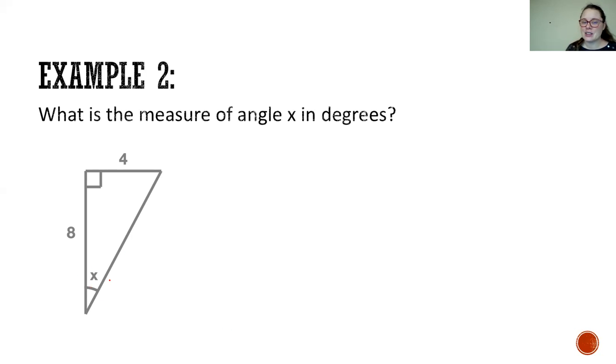So here's our angle x down at the bottom. Let's label our sides relative to x. Well, 8 is next to x, so this must be the adjacent side. 4 is across from x, so it's the opposite. There's my right angle, so this one would be my hypotenuse. Now, if I want to find out what the angle is, which ratio uses opposite and adjacent? Sine and cosine both require the hypotenuse. So it's a case of tangent.